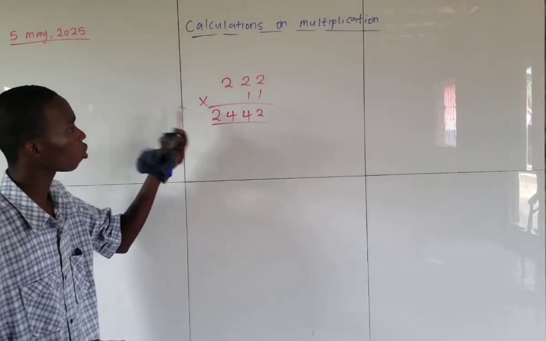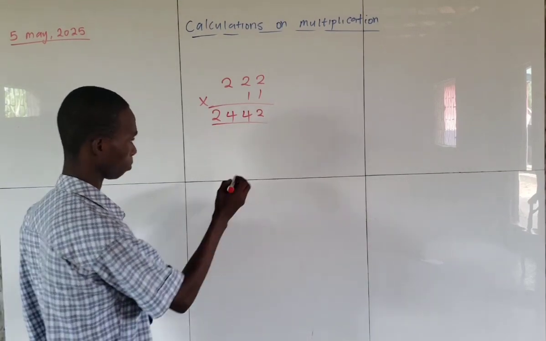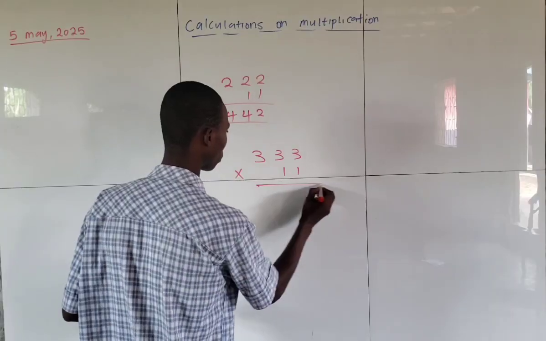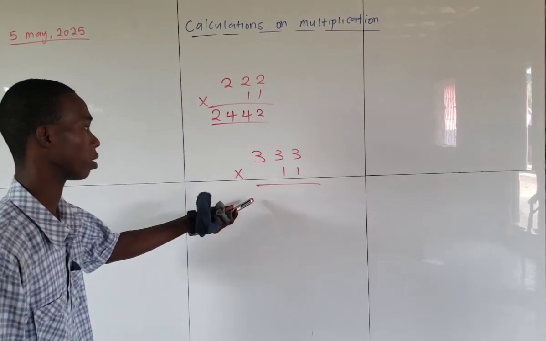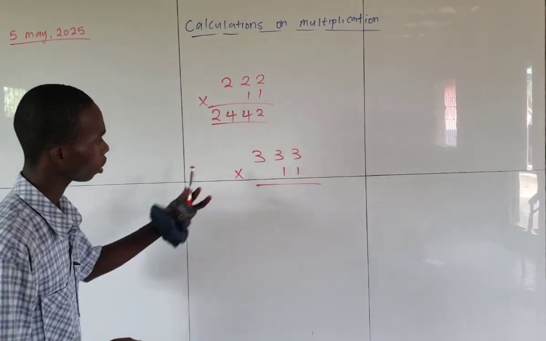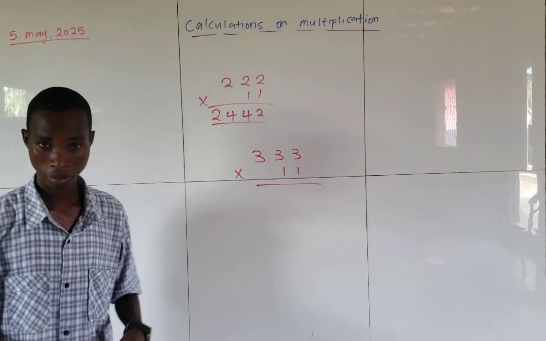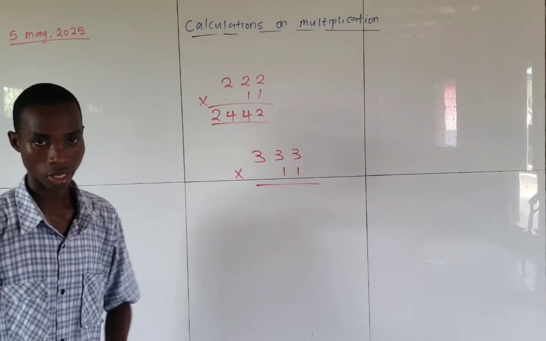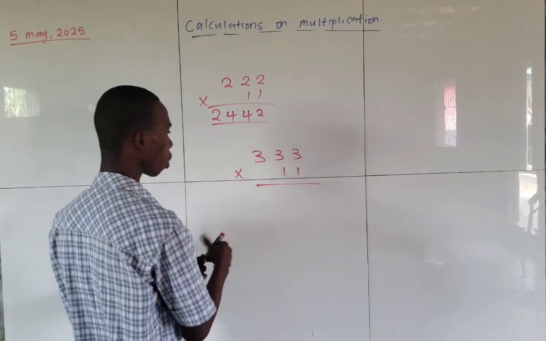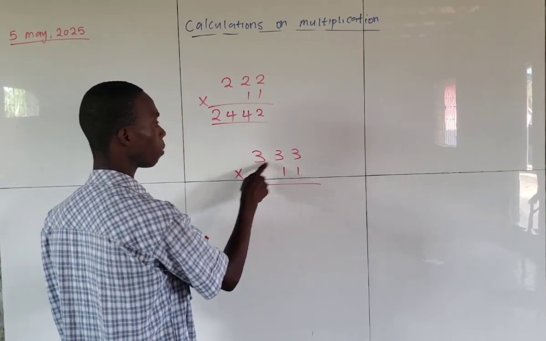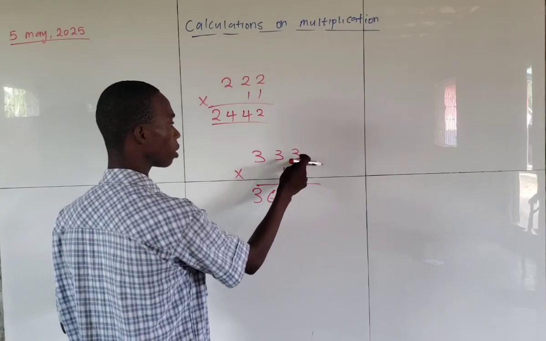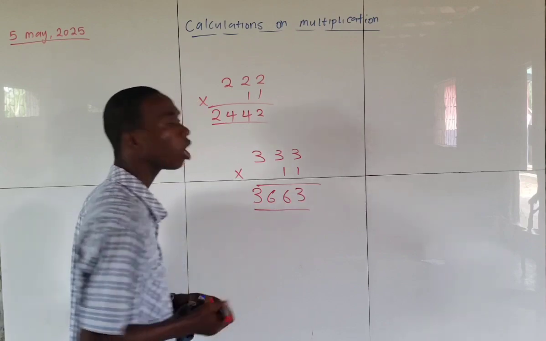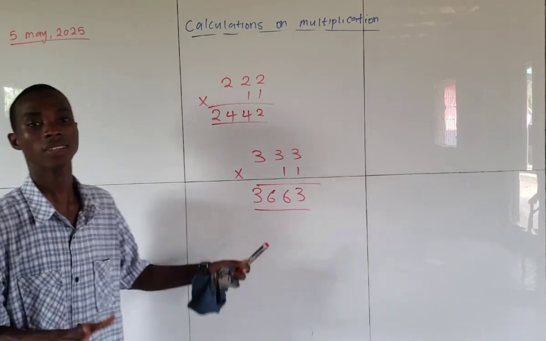So now, let's continue. What if we have, let's say, 333 times 11? Now, if we have 333 times 11, will give us what? Will give us 3,663. Something that is very, very simple. Now, how do we do it? This 3 now is coming down. And then 3 plus 3 is giving us what? 6. Then this 3 plus this 3 also is giving us what? 6. And then this other 3 is coming down. So that is it. Now, this will make you very fast in calculating.